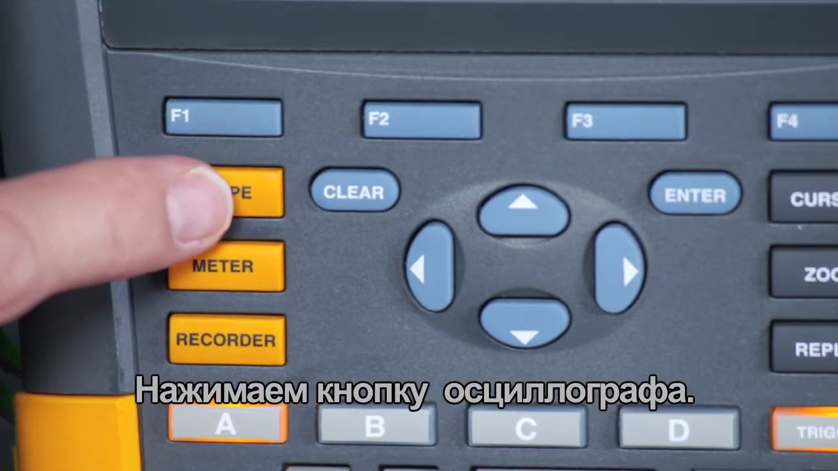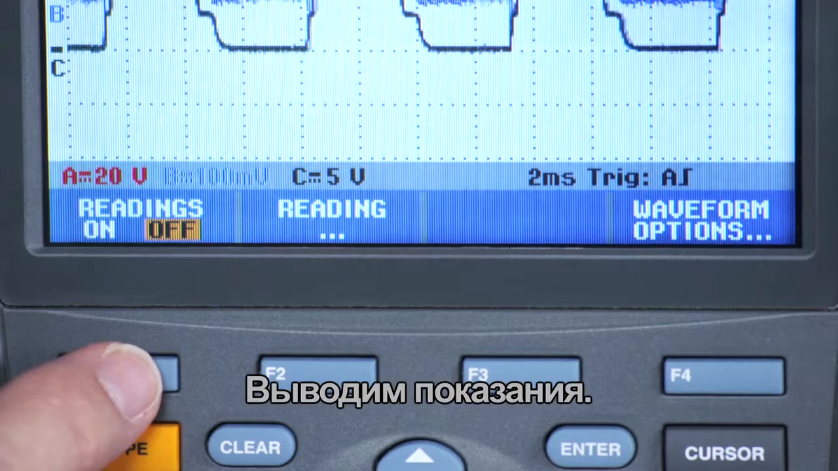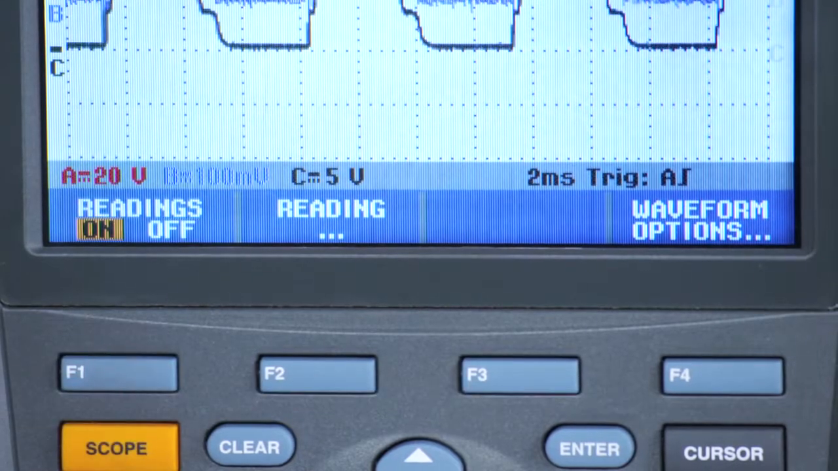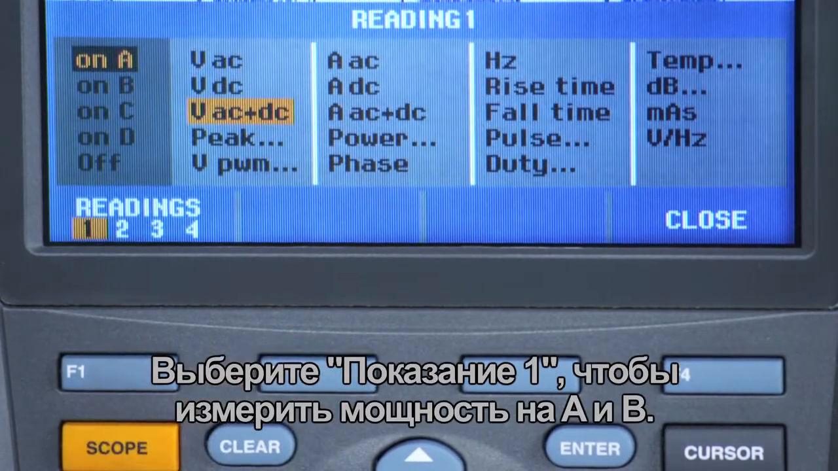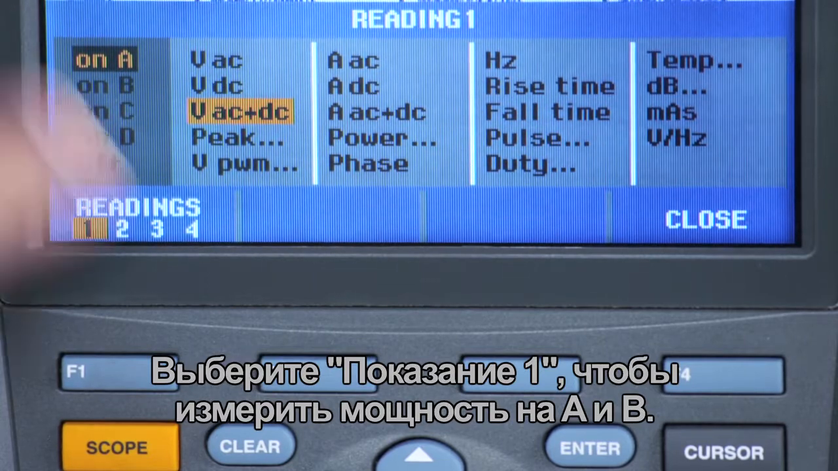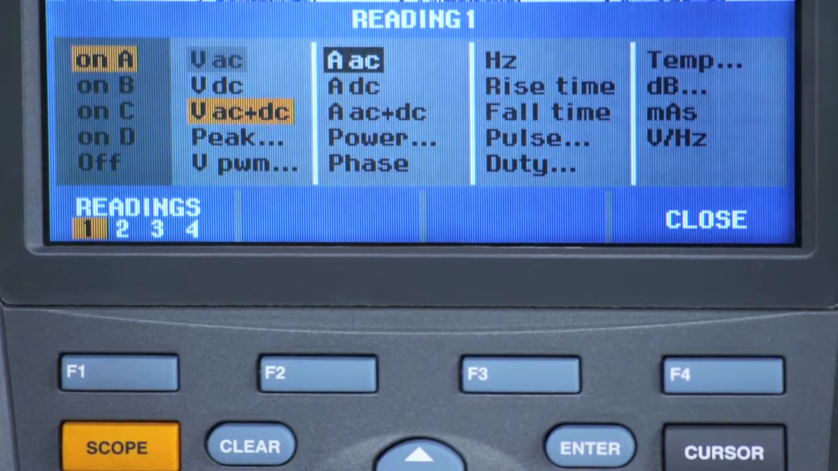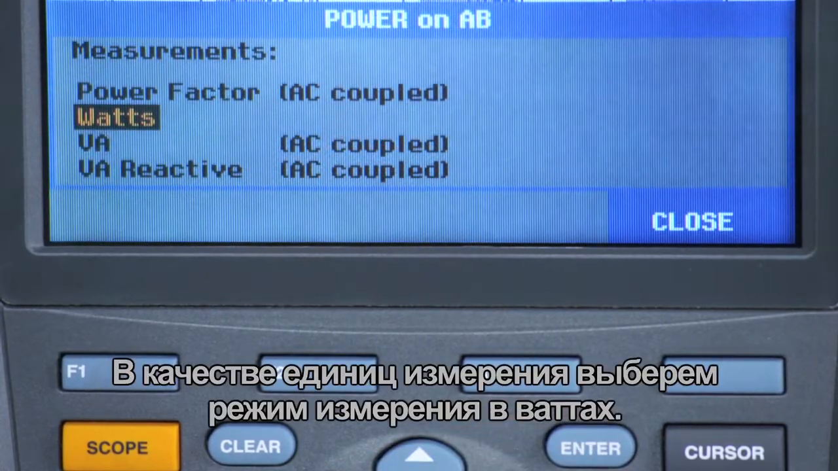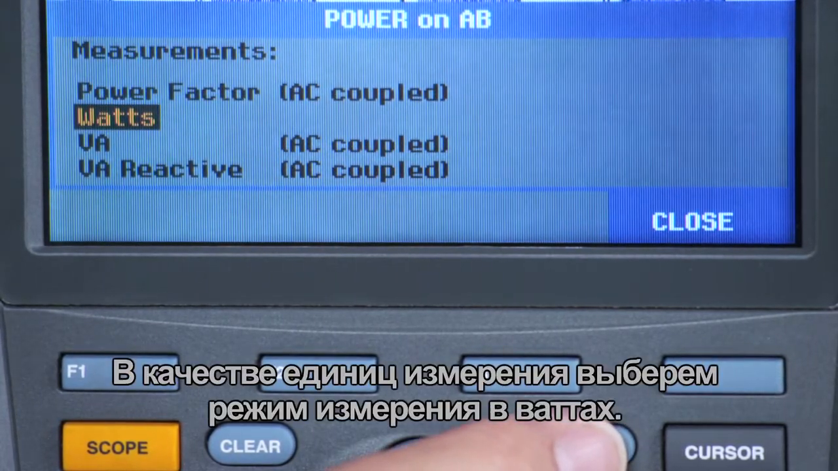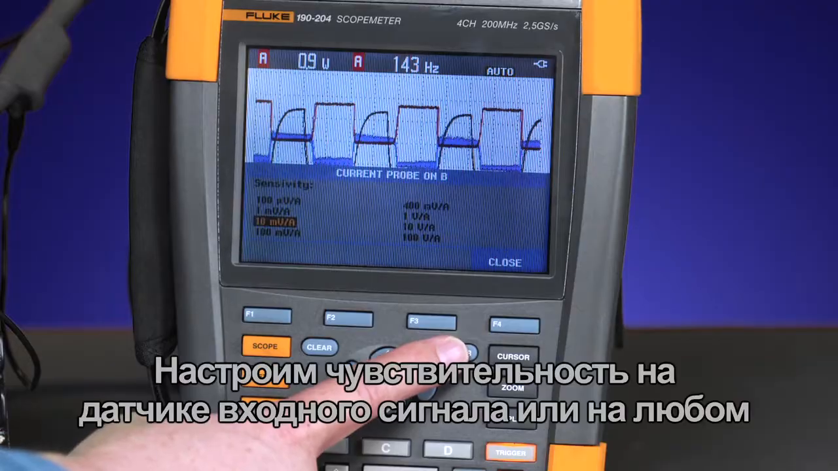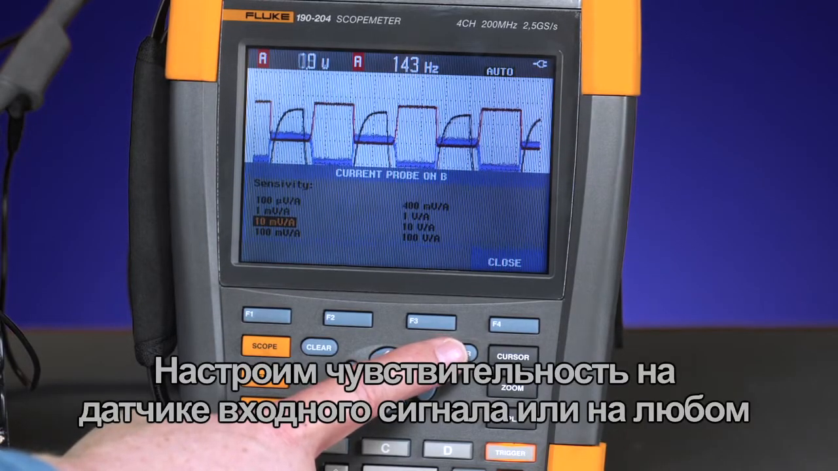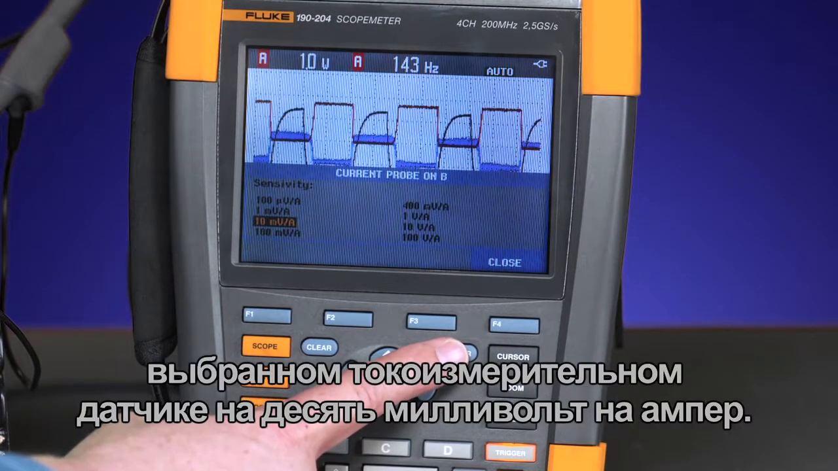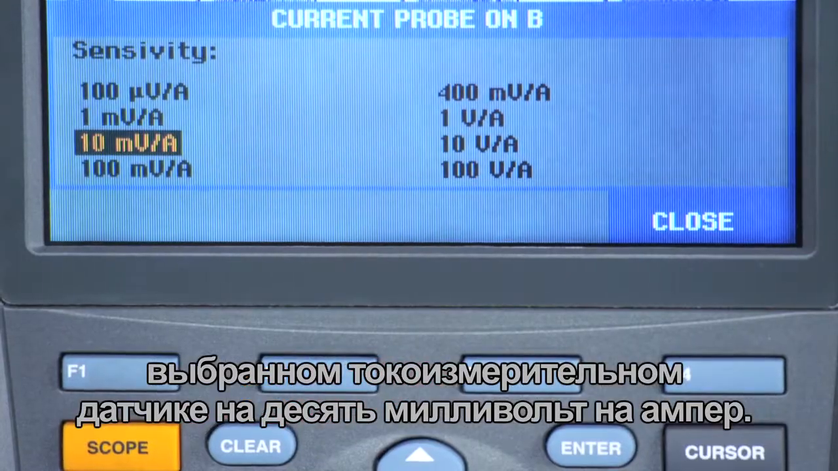Press the scope button. Readings on. Then choose reading 1 to measure power across A and B. Selecting watts mode will give you the unit of measure you need. Scale the sensitivity on the input probe to 10 millivolts per amp, or whatever the current probe you have selected.